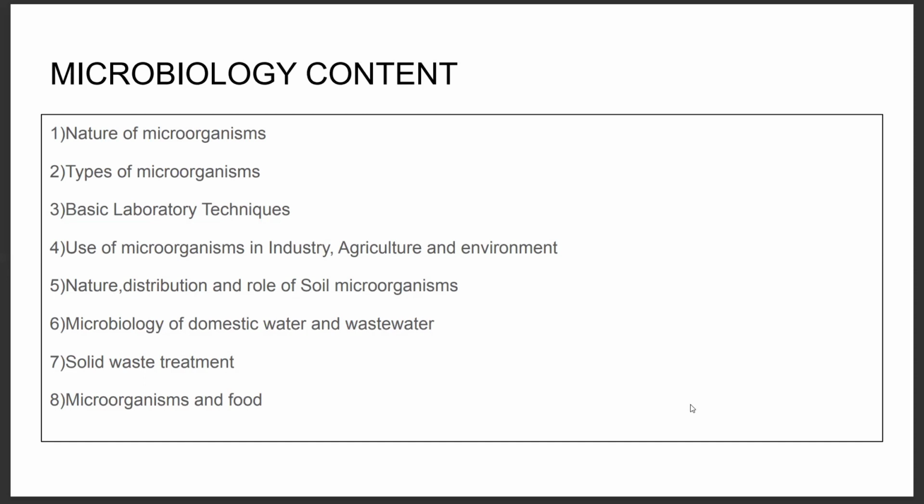Microorganisms are used in different types of industries, like in dairy production, like in the coir industry, like that. Then the 5th section is nature, distribution, and role of soil microorganisms. Under this part, we are going to learn about the nitrogen cycle, carbon cycle also. Part 6, microbiology of domestic water and wastewater. Here, we are going to learn how we can use microorganisms to clean domestic wastewater, right? And the purification of water.